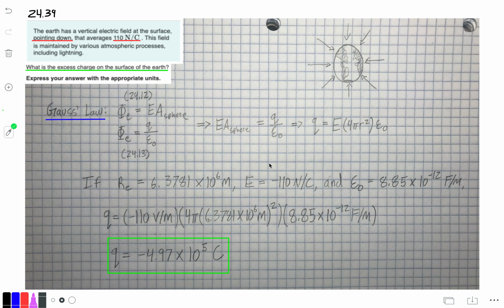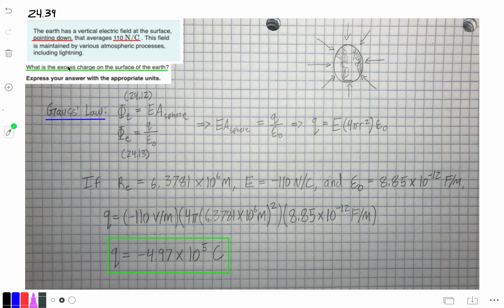Hello everyone. Today we're going to be talking about Physics 253, Week 4, problem number 24.39. In this problem, we are tasked with finding the excess charge at the surface of the Earth given the electric field strength at the surface.